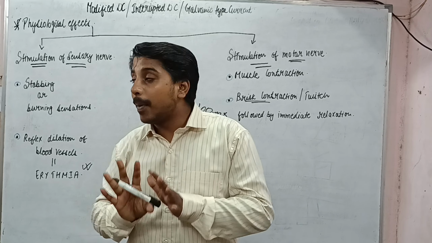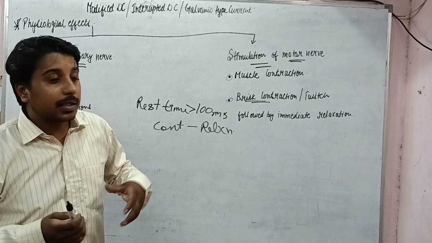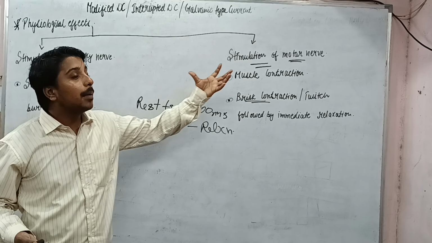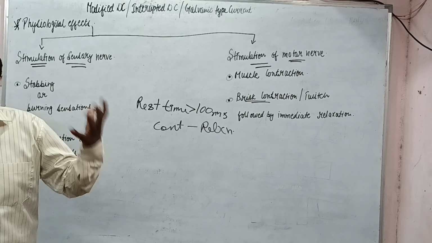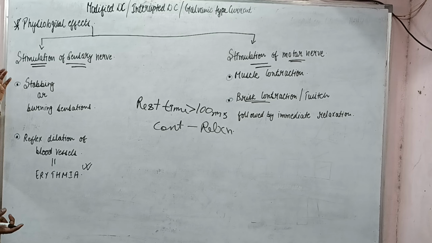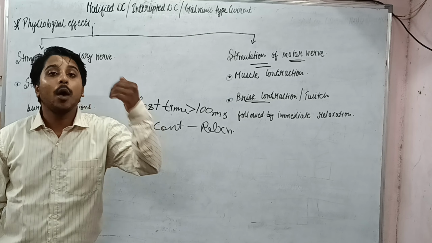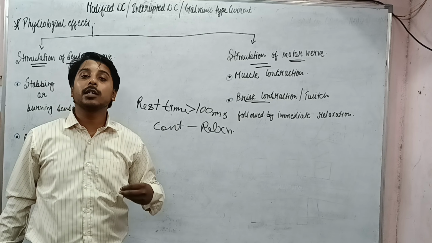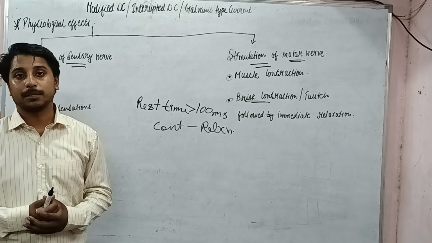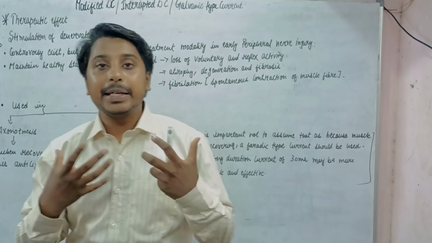Okay, so this is only about the physiological effect, how it affects the sensory part and the motor nerve. In sensory nerve it helps to produce vasodilatation, which will increase the blood flow, and a stabbing or burning sensation is produced. In motor nerve it will produce muscular contraction which is slow and sluggish but a brisk type of contraction or a twitch-like contraction followed by relaxation. Now we will study about the therapeutic effect of galvanic current.